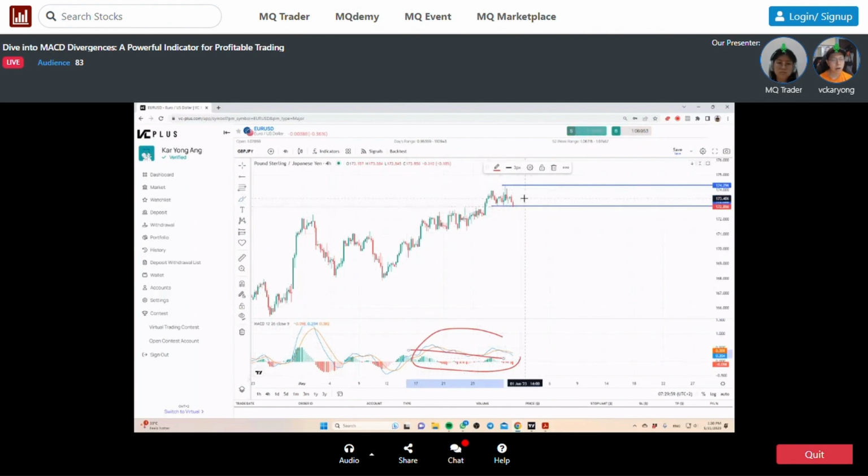It tells me, okay, I probably want to look for sell. So if my entry is here, my stop is here, then of course my risk management will be based on this. It has nothing to do with the MACD anymore, right? So that's something to note, right?